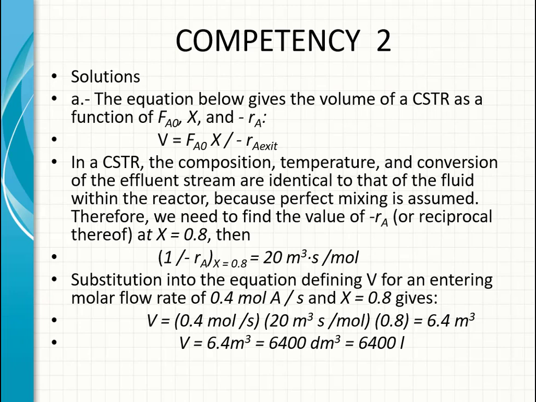Now, if we substitute this value into the equation defining the volume for an entering molar flow rate of 0.4 moles of A per second and a conversion of X equals 0.8, that will give us that the volume is 0.4, which is FA0, times 20 cubic meters second per mole, which is 1 divided by minus rA, times the conversion, which is 0.8, and we will have a result of the volume of 6,400 liters.